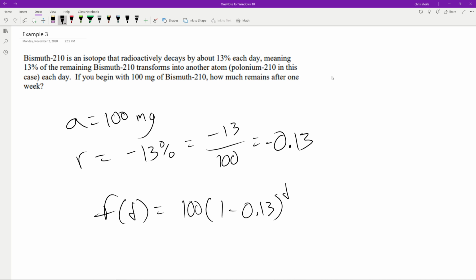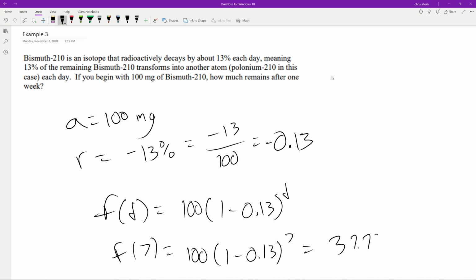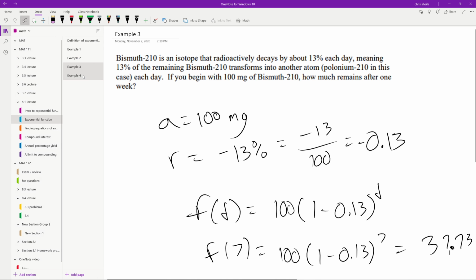which means that after 1 week, that's 7 days. I just plug in 7 here. And I plug this into a calculator. And I get 37.73 milligrams remaining. Next up.